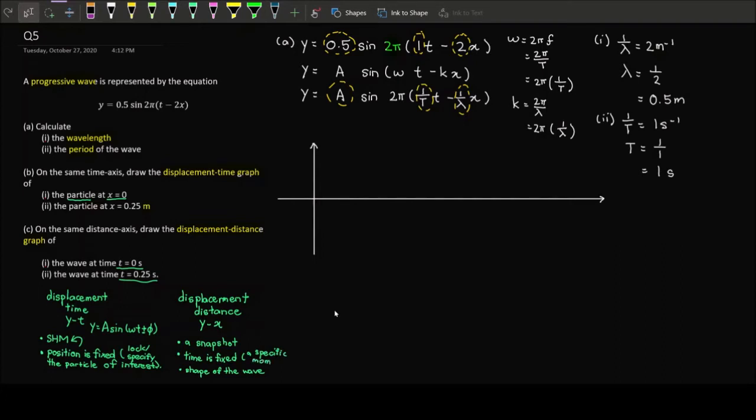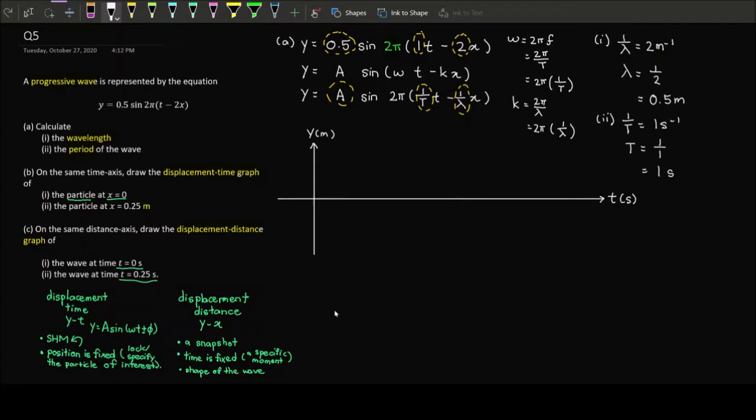I hope this will help you to get a better idea of the difference between the displacement time graph and the displacement distance graph. So let's move on to solve question B. Question B asks for a displacement time graph, so we can label the axes of this graph first. Displacement is y, unit of meter. We assume everything is in meter because they never show anything with cm here. Then for the time graph, it should be time in second.